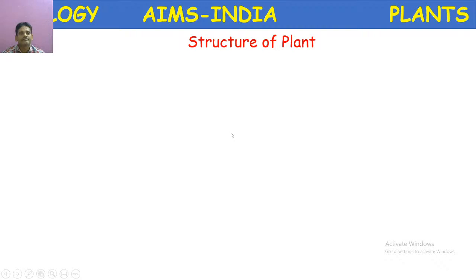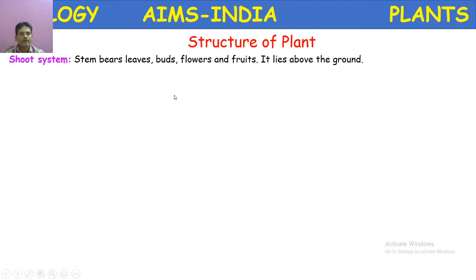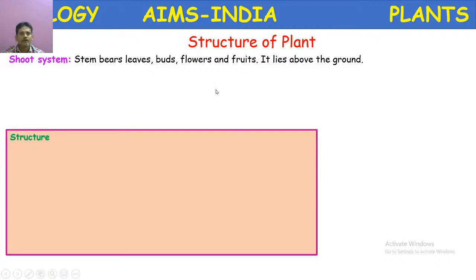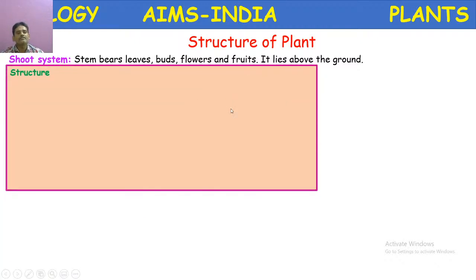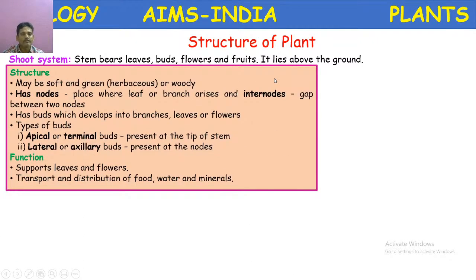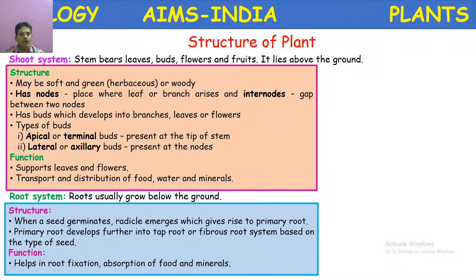Structure of plant. If you take a plant, the plant shows two main structures. The total plant body is divided into two parts: the part which is inside the soil, and the part which is above the soil. The part which is above the soil is called the shoot system. The stem bears leaves, buds, flowers, fruits, and it lies above the ground. Root system. It usually grows below the ground.